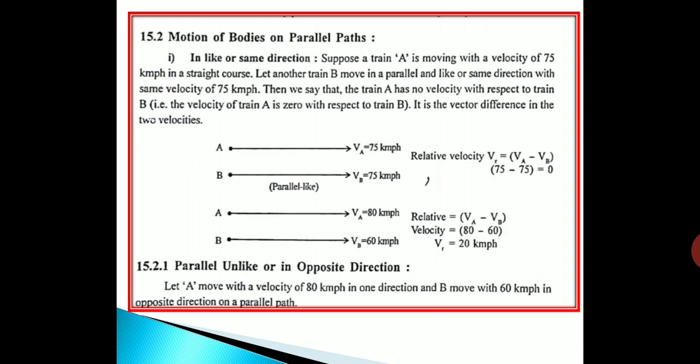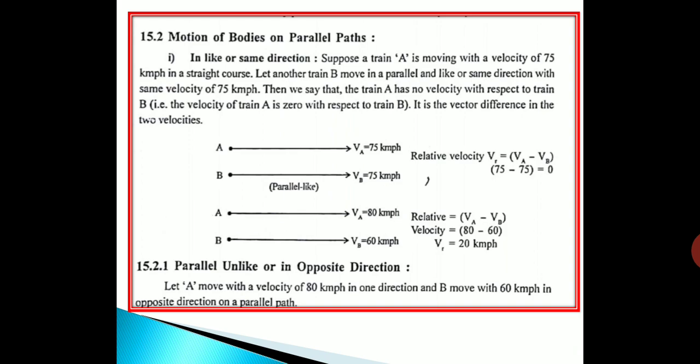Now let's come to the next case. Here also we have two trains moving parallelly, but the first train has a speed of 80 km per hour, whereas the second train is moving with a speed of 60 km per hour.